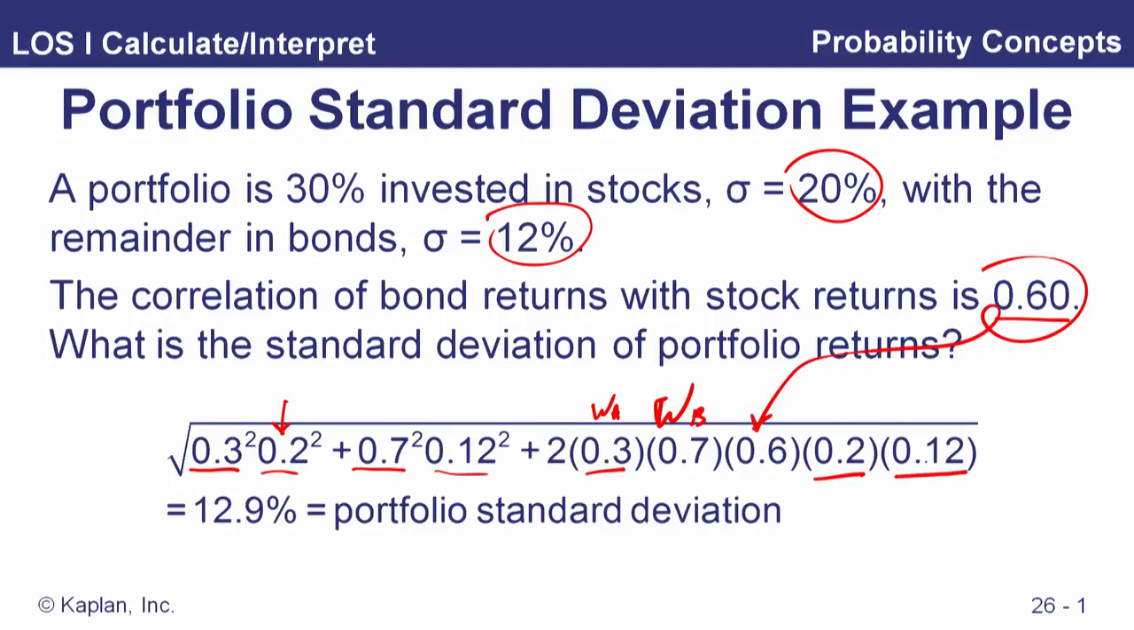And because that's the formula for the variance of portfolio returns, we need to take the square root of that in order to get the standard deviation of portfolio returns. And so that's pretty low.